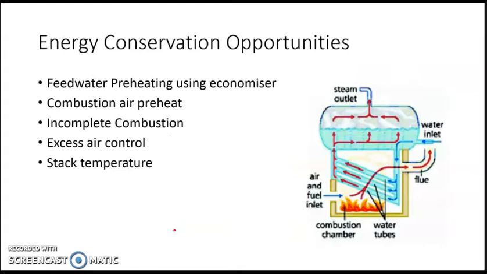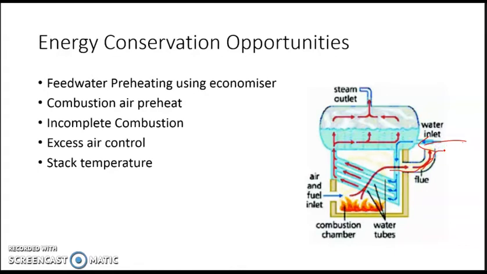Next, we are looking at the energy conservation opportunities in the case of a boiler system. The first one is feed water preheating using an economizer. In the boiler, water will be given to the boiler. Normal water which we get from outside is at the normal temperature. But just imagine that because of the combustion gases, there is a lot of heat which is getting moved through the stack. That is the flue gases.